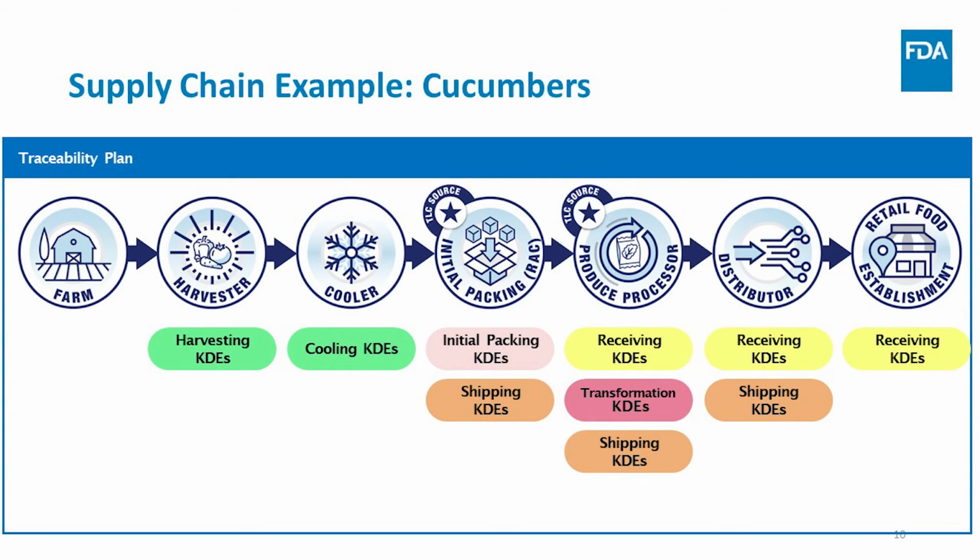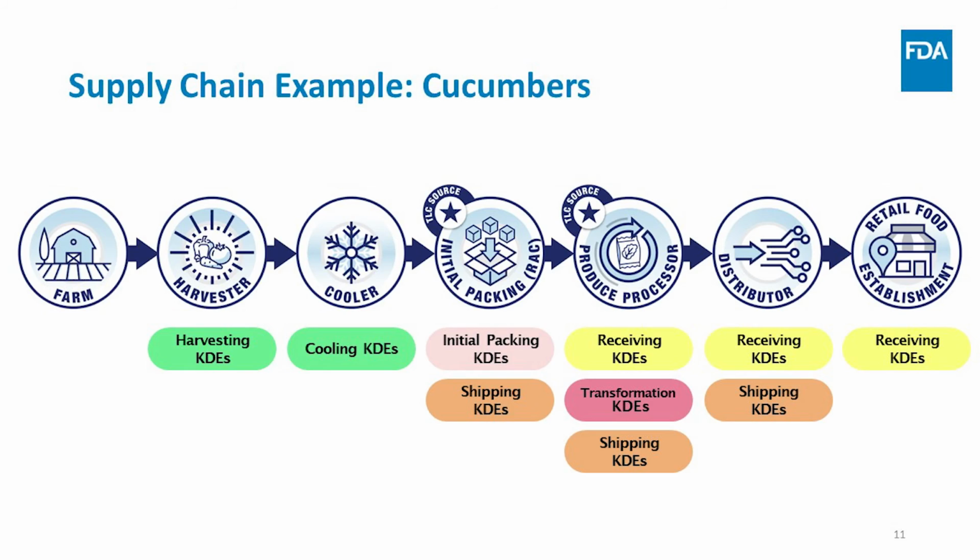In this example, because the farmer grows cucumbers, the farmer's traceability plan must include a farm map that shows the location and name of each of their cucumber fields. The farmer does not have to share this farm map with anyone else in the supply chain, but the farmer must make it available to FDA during an investigation.